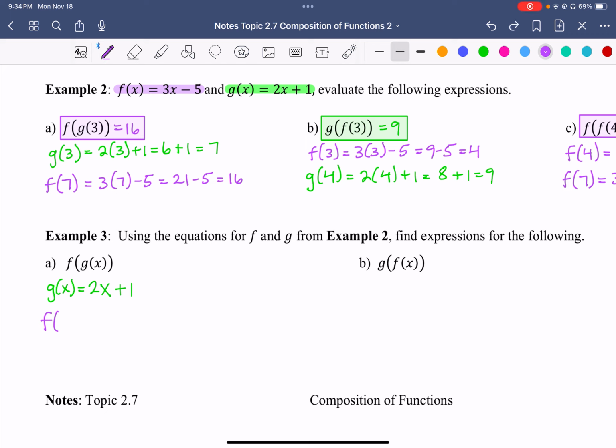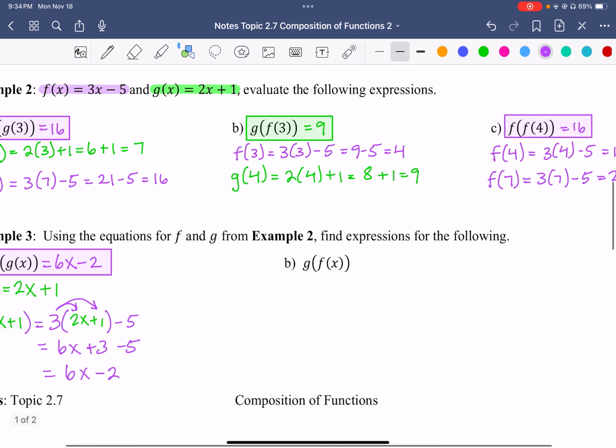Let me color code this a little better. Hold on. 2x plus 1. So I'm putting the equation of g into the function of f. So that'll be 3 times 2x plus 1 and then minus 5. Okay, now I'm going to distribute this 3, which will give me 6x plus 3 minus 5. And then I combine like terms, which are 3 minus 5, which gives me negative 2. So f of g of x is 6x minus 2.